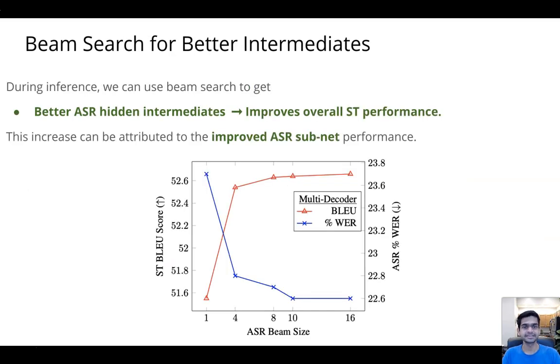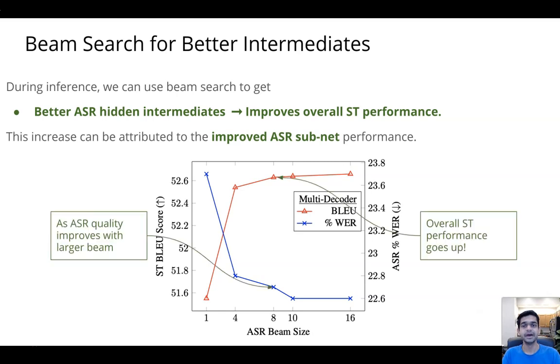We also conducted a study on the effect of beam size at the intermediate search. We found that better beam search for the ASR hidden intermediates does in fact lead to improved overall ST performance. This increase in the overall BLEU score can be attributed to the improved ASR subnet performance. In the figure, we show several different beam sizes on the x-axis. In the blue line, you can see that the ASR subnet improves with increasing beam. In red, you can see that the overall ST performance mirrors this trend.